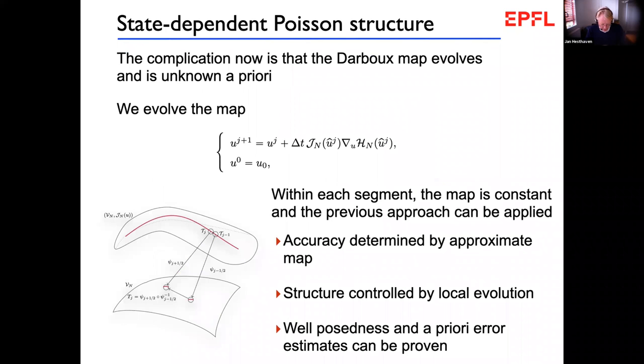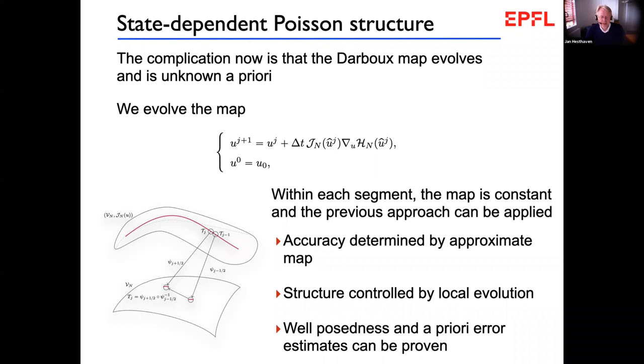Now, if it's really a time-dependent Poisson operator, then we have to evolve the Darboux map, and this is not known. If you can write down the map globally in time, then of course we're done. But typically you cannot. So the only option we have is to evolve it. So we evolve the map, project the problem into the canonical structure with the Casimirs, advance, feed back, evolve the map, and so forth. This is exact up to the error in the evolution of the map. For a general problem, it's not clear to me how you can do much better than that.